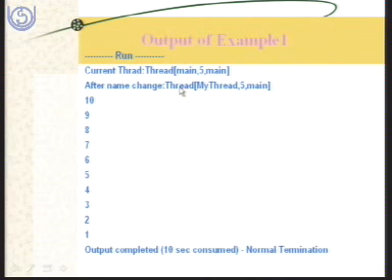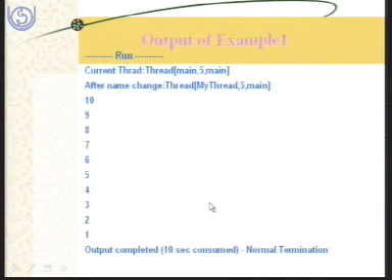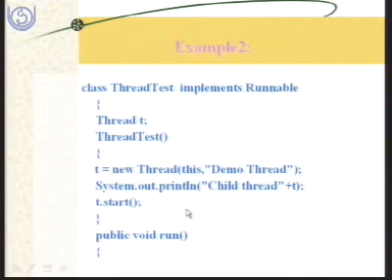This thread we have not created at all. It is created by the Java runtime environment, or Java runtime system itself. The JVM has created it, and the name of that thread we have changed with the help of the setName method. So the Thread class has one method, setName. This method can be invoked on any thread and that thread will change its name. Now let me see another example.